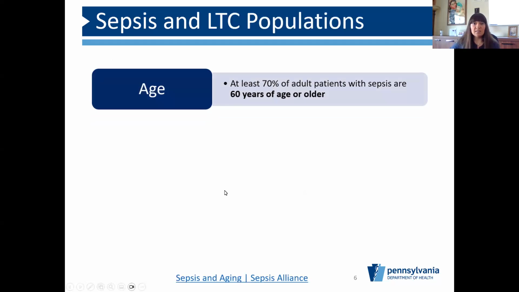So we also just want to highlight some aspects of sepsis that are specific to long-term care populations, the first of which of course is age. So at least 70% of adult patients with sepsis are age 60 or older. Of course, not all long-term care residents are age 60 or older, right? So we have younger residents that come across and come through long-term care for all types of reasons. But very commonly, we do see residents that are in that age category of 60 and up. So the fact that 70% of adult patients with sepsis are in that age category is significant for long-term care.